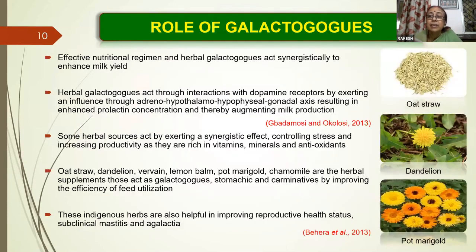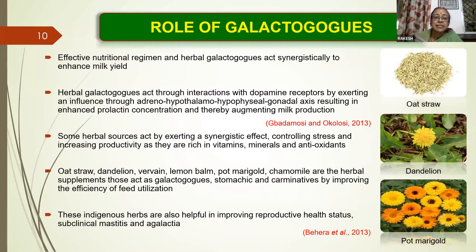Now coming to the herbal galactogogues, there are many herbal galactogogues which have been used as an effective nutritional regimen, and they act synergistically to enhance the milk yield. These are oat straw, dandelion, and pot marigold. These herbal galactogogues act through interactions with dopamine receptors, by exerting an influence through the adreno-hypothalamo-hypophyseal gonadal axis, resulting in enhanced prolactin concentration and thereby augmenting milk production.